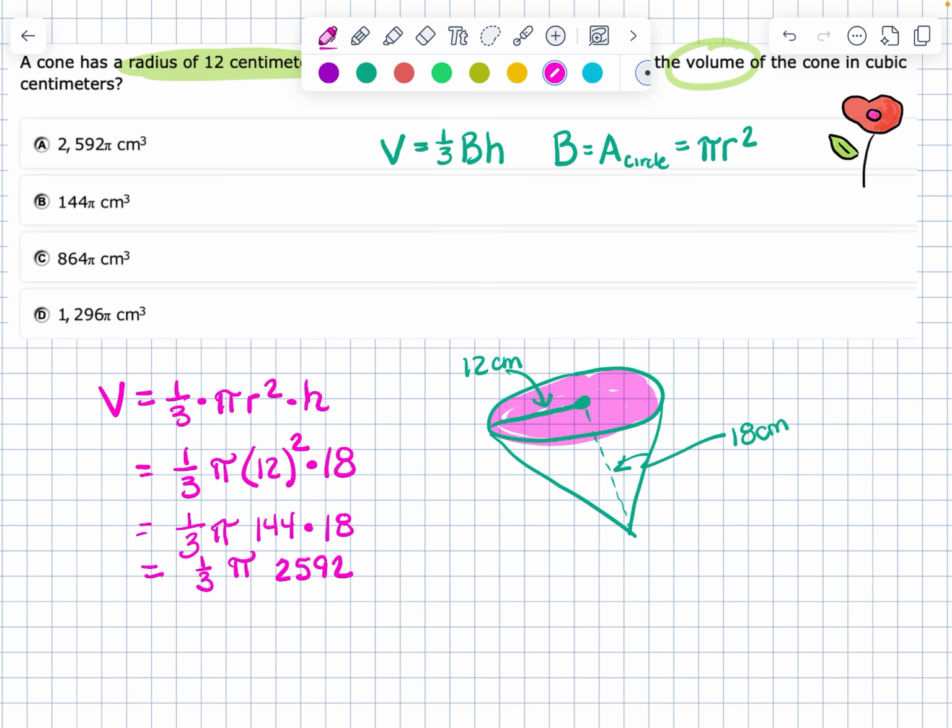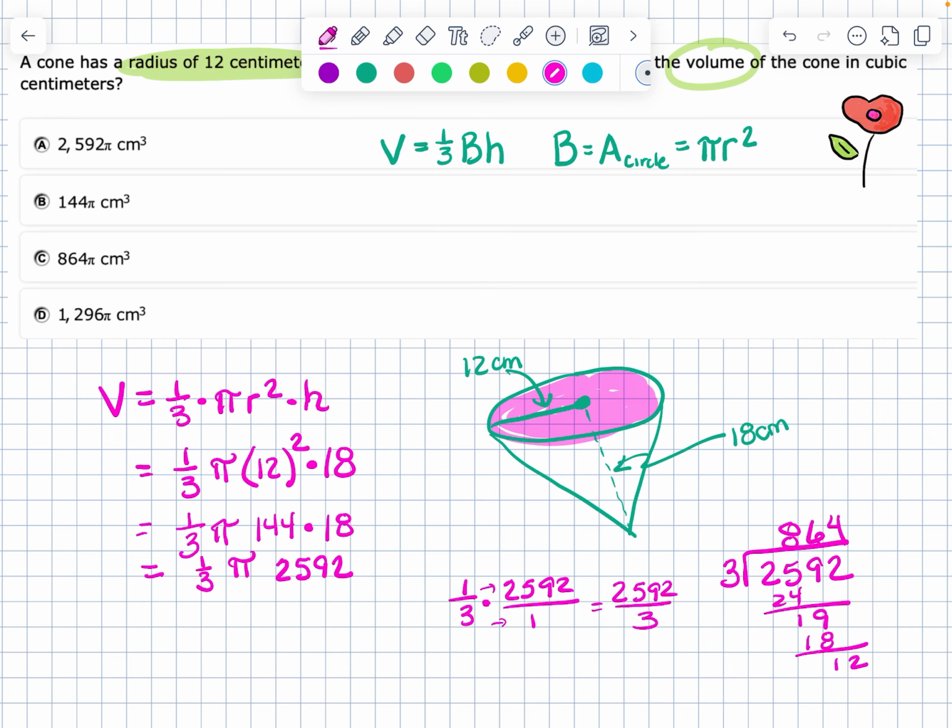Okay, and then all we have to do, you can do this one of two ways. You can say 1/3 times 2592 over 1, multiply straight across, and we get 2592 over 3. I say one of two ways. You may have just seen that it's just going to be division. 3 goes into 2592, so 3 times 8 is 24. Then we have 19. 3 times 6 is 18. And we have 12 left over, so this goes in nice and neat there.